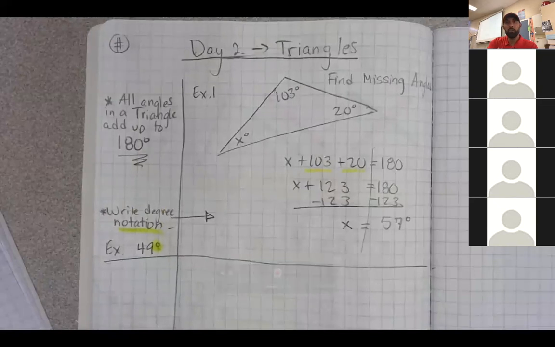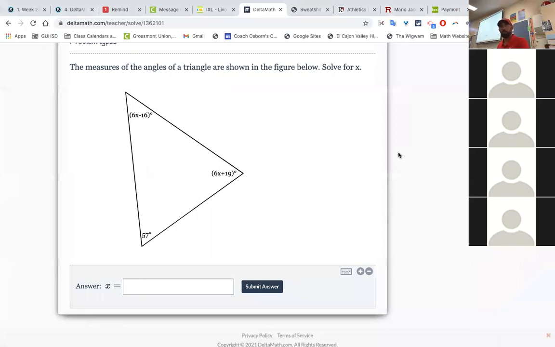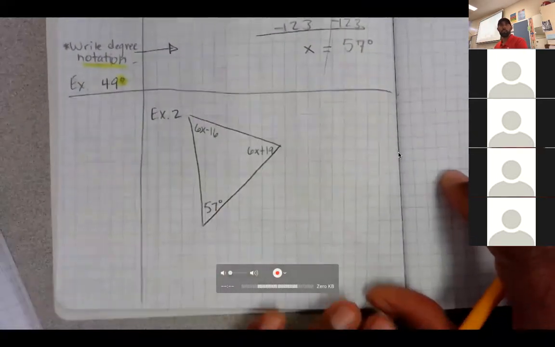Okay, I'll pause the video to math here. So for the second example, we'll do this one. You can copy this one down as best you can there. Just try to draw that triangle. Okay, so I have 6x minus 16 in one corner, and then I have 6x plus 19 in the other corner, and then 57 degrees in the bottom corner. And then in this case, we need to solve for x.